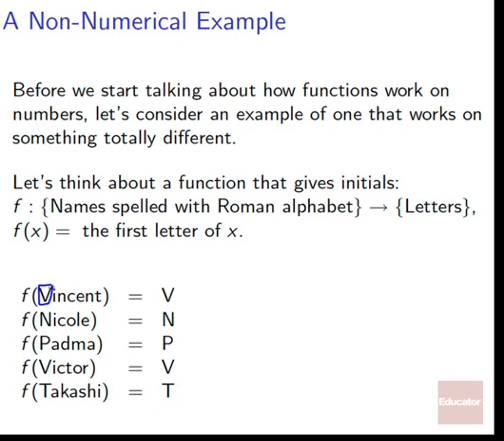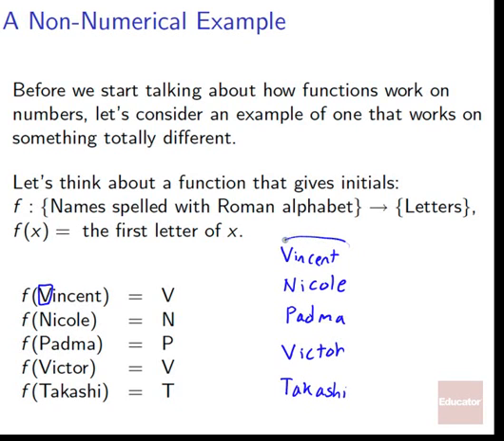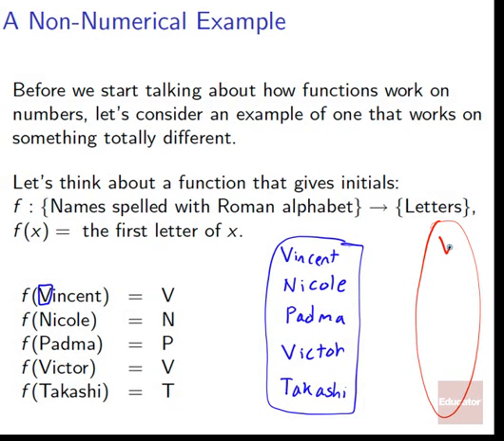F of Nicole would spit out N, F of Padma would spit out P, F of Victor would spit out V, F of Takashi would spit out T. Whatever we put in will spit out just that single letter, right? So if we were to turn this into a diagram, we could have Vincent here, Nicole next to Vincent, Padma, Victor, and then finally Takashi. And so this is where we're coming from. And then we're going to letters, right? So we've got V and N and P and T.